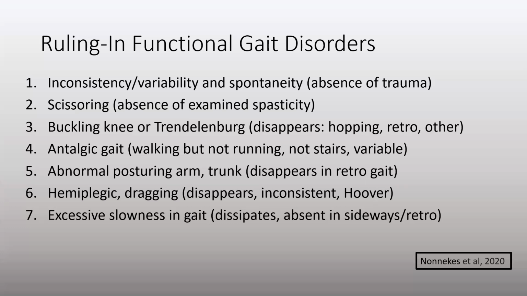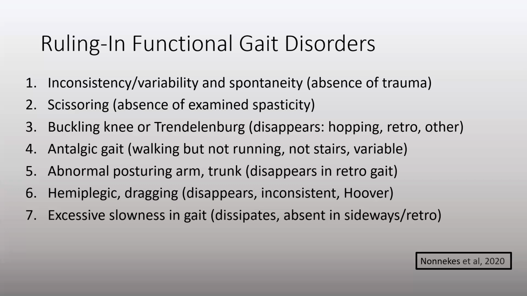Number 3, when we have give way knee or buckling knee or even Trendelenburg gait, very closely related to number 4, antalgic gait. Both of these presentations will tend to disappear. They'll be inconsistent. They won't happen if the individual can run. They won't happen with stair climbing. They'll be variable. They may disappear with hopping, backward walking. Again, watch the trend there.